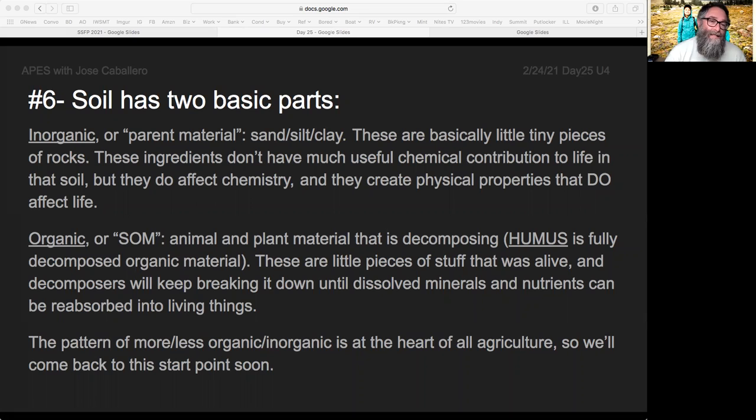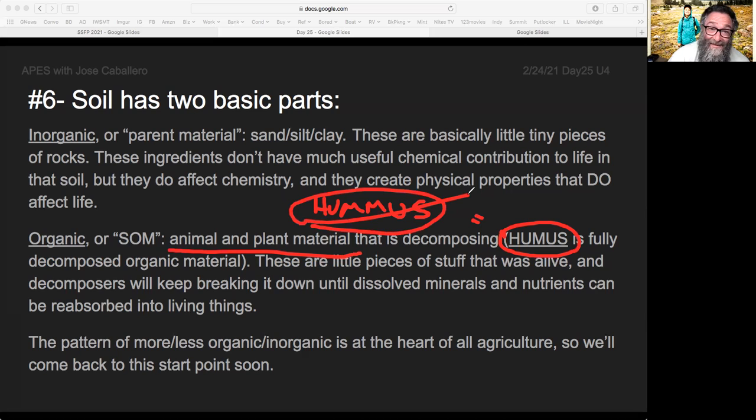Some people call that SOM, soil organic material. And by organic, I don't mean like the expensive strawberries at market. I mean stuff from life, animal and plant material that is in the process of decomposing. There's a word for that. It's humus. And be careful, kids mess this up all the time on the AP test. They'll call it hummus, but that is not the same thing. That's like garbanzo beans and tahini paste, you eat with chips or pita bread.